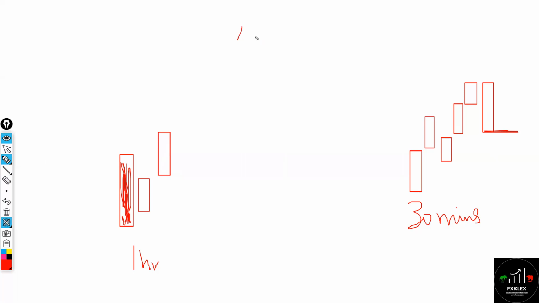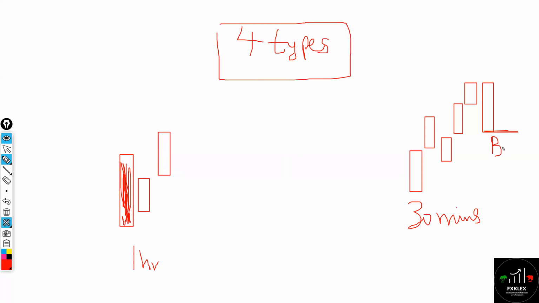Remember, I told you we have 4 types of orders. Yeah, it is a buy limit. Good. Buy limit is a price below the actual price. A buy limit will trigger your trade right here.